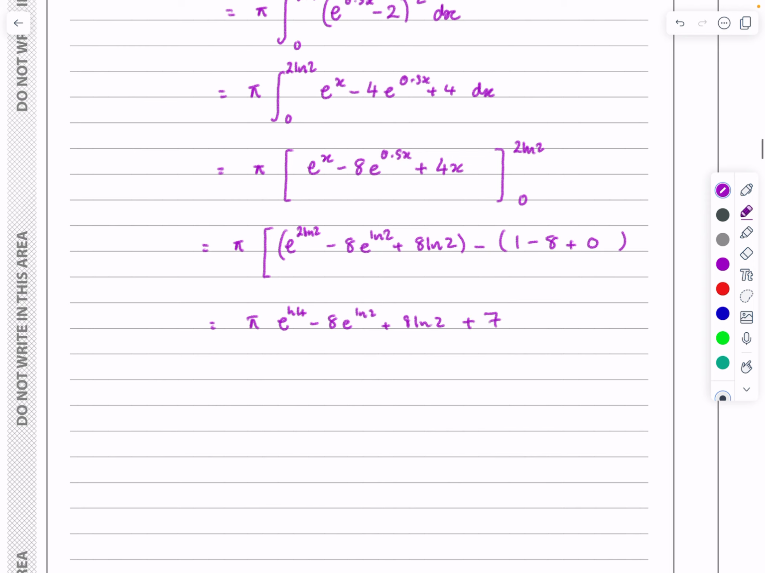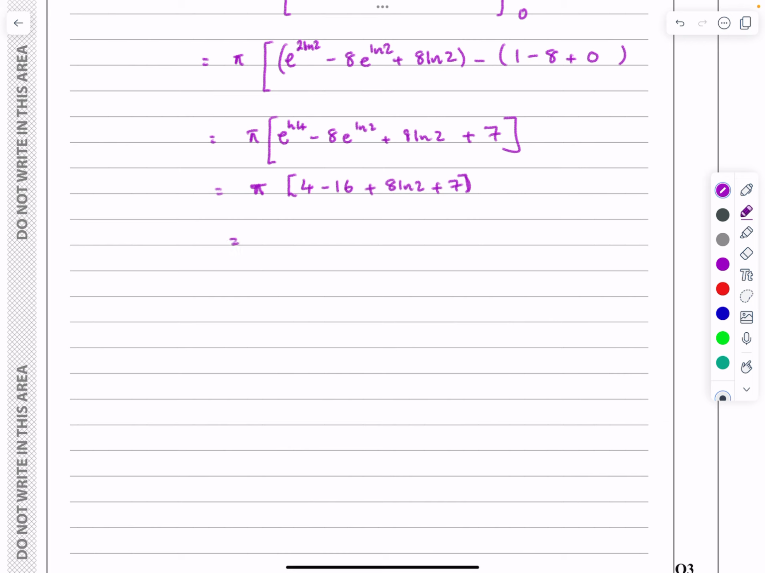But then these bits: e to the log 4 is 4. E to the log 2 is 2. 8 lots of 2 is 16. The 8 log 2 part there I can't do anything with. And then the plus 7. So this should all now tidy up to an exact answer that's quite neat and tidy. I think I've got 8 pi log 2 and then those numbers minus 5 pi. So I think that's my final answer.